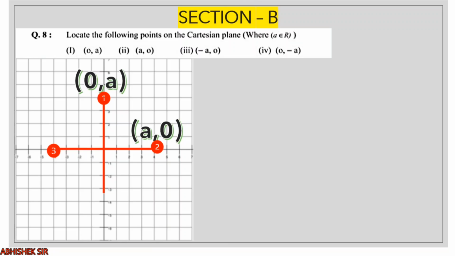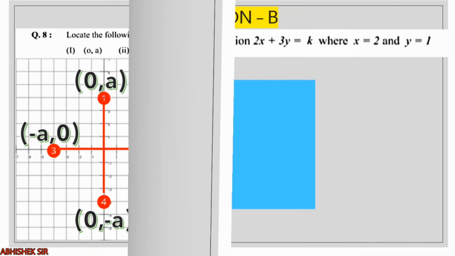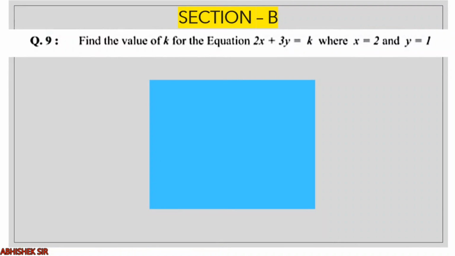Let us talk about the third point, (minus a, 0), that means x coordinate only but minus x coordinate, y coordinate 0. So here it is (minus a, 0). And now the fourth one is (0, minus a), that means negative y, (0, minus a). So this is how these points are plotted, right? Moving on to the next question.